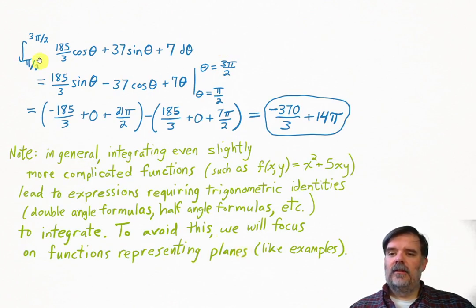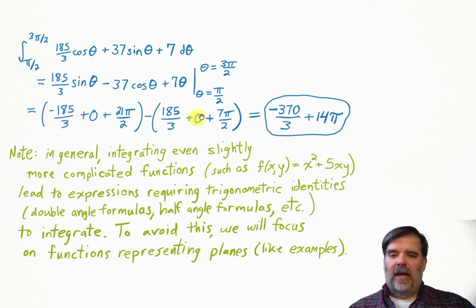And then, well, we need to do this integral with respect to theta. Remember, the antiderivative of cosine is sine. The antiderivative of sine is negative cosine. And then we plug in the values 3 pi over 2 and pi over 2. In this case, there's a lot less cancellation because the function isn't as symmetric as it was before.